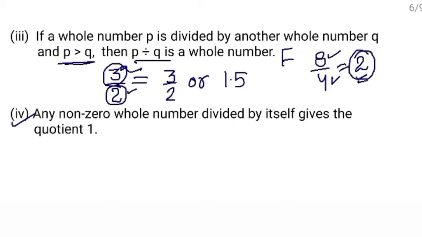Next, fourth part: any non-zero whole number divided by itself. Any non-zero whole number like 3. 3 is a non-zero whole number. If we divide it by itself, itself means we divide by the same number. The answer is 1. Yes, if we divide any whole number by the same number, we get 1. So this is true.